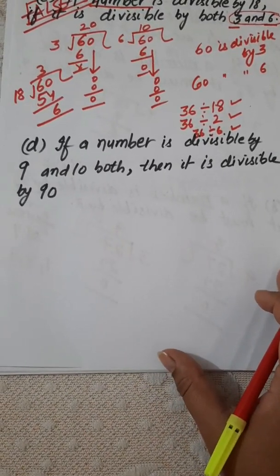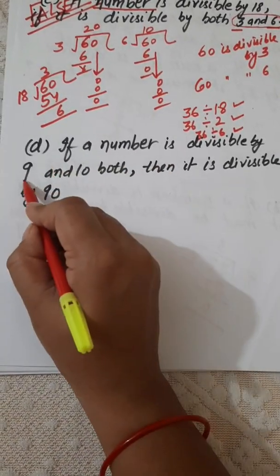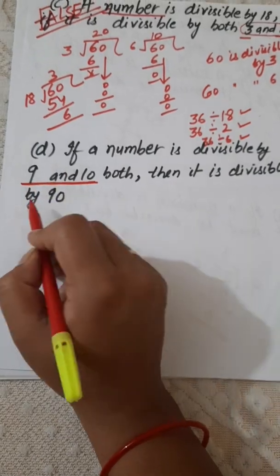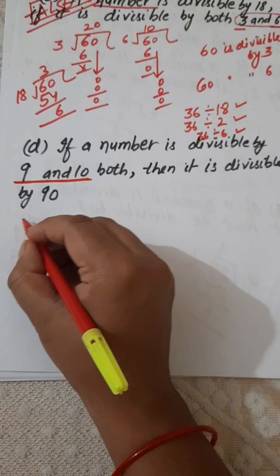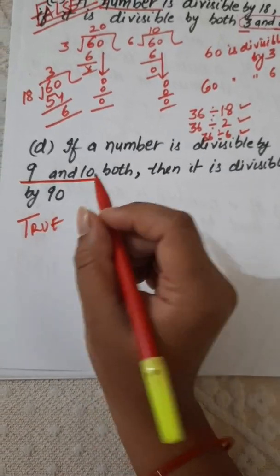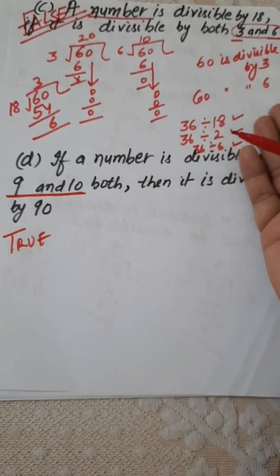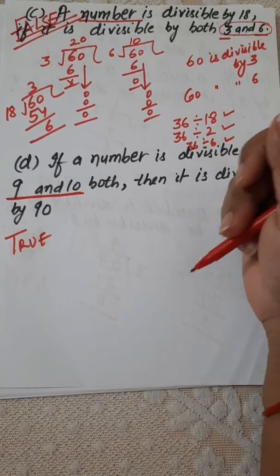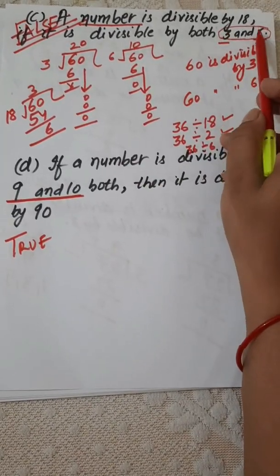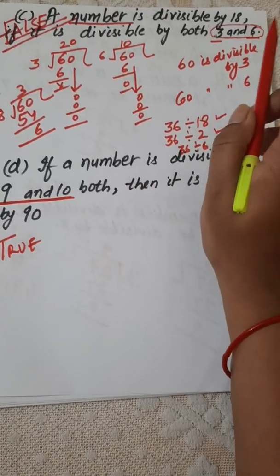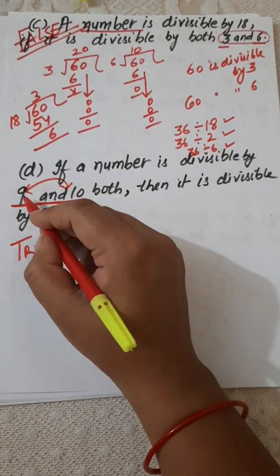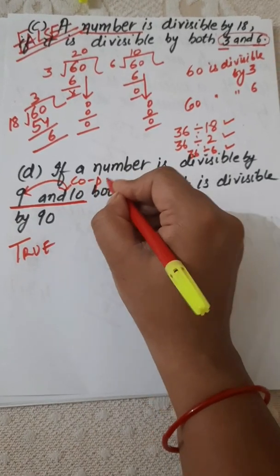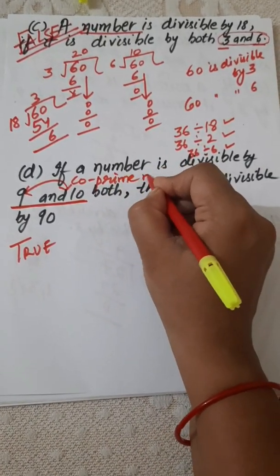Now the D part is, if a number is divisible by 9 and 10 both, then it is divisible by 90. Now this statement is a true statement. Why? This is the same as the C part, but there is one difference: in the C part, 3 and 6 are not co-prime, and here 9 and 10 are both co-prime numbers.